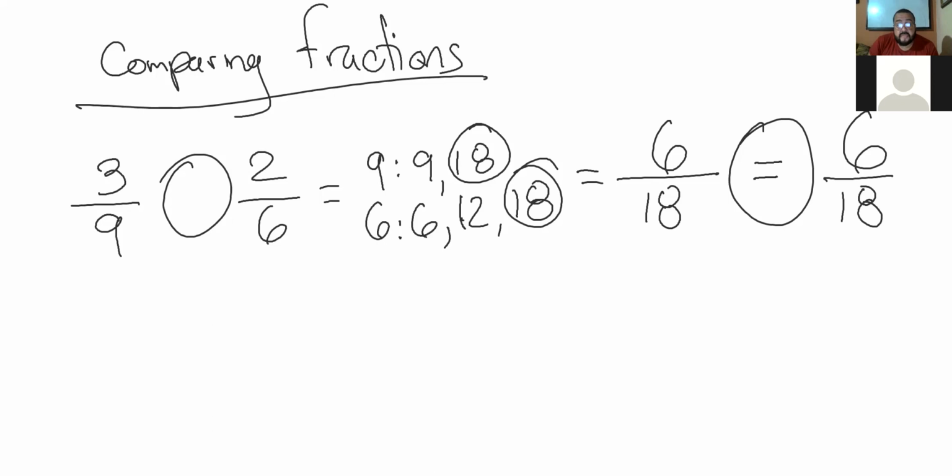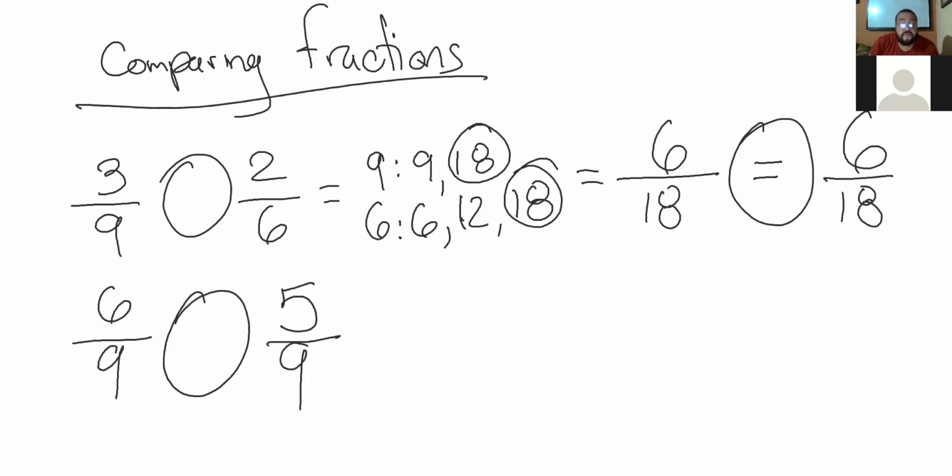Let's do the second one. Look, here you have 6/9 and 5/9. In here, you don't have to do anything. Why, mister? Because you have a 9 here and a 9 here. You already have the same or like denominator. So what are you going to do? Only compare 6 and 5. And as you can see, 6 is greater than 5.